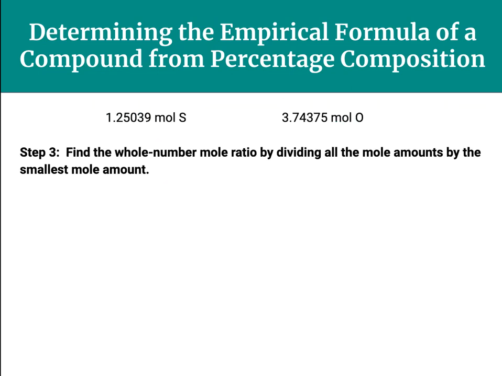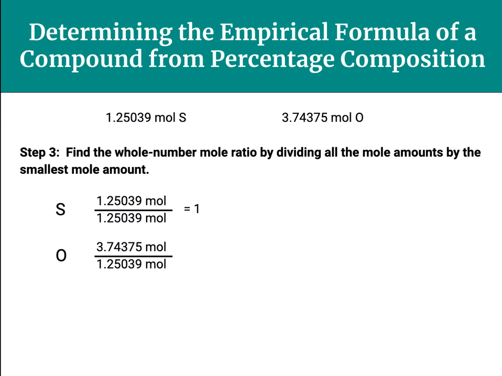The next step is to find the whole number mole ratio by dividing all the mole amounts, in this case there's only 2, by the smallest mole amount. The smallest mole amount is the 1.25039. For sulfur, 1.25039 moles divided by 1.25039 moles is going to give us 1. And then for oxygen, we again divide by the smallest number, and we get 2.994.